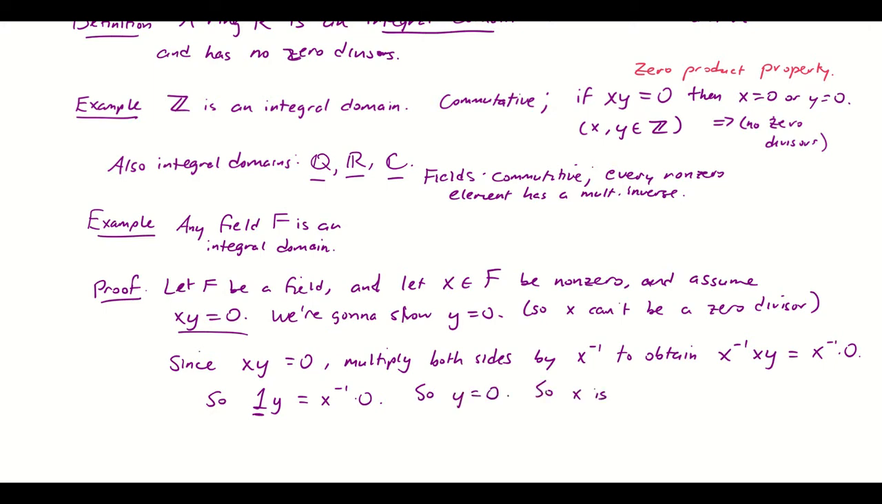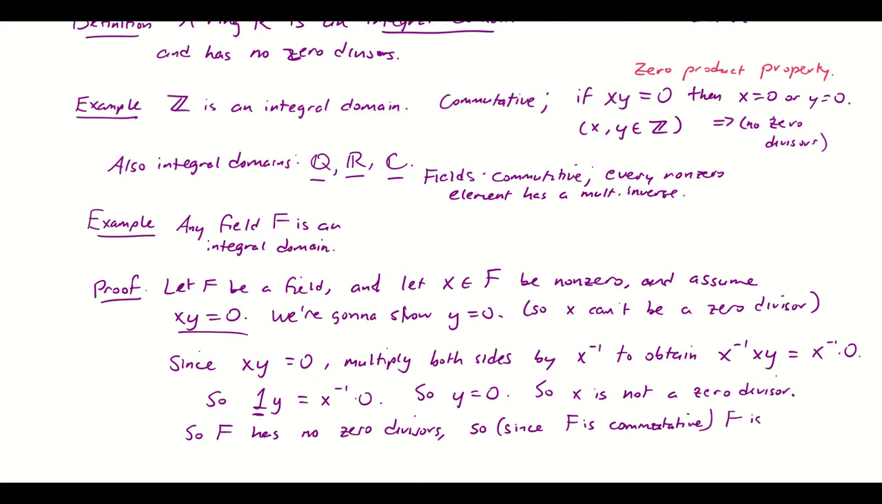So x is not a zero divisor, because the only way to multiply x by some element of the field and get 0 is to multiply it by 0. All right, well, x was anything non-zero in F, so F has no zero divisors. So since it's also commutative, F is an integral domain. And sometimes we'll abbreviate that by saying ID. All right, and that's the proof. So any field is an integral domain.